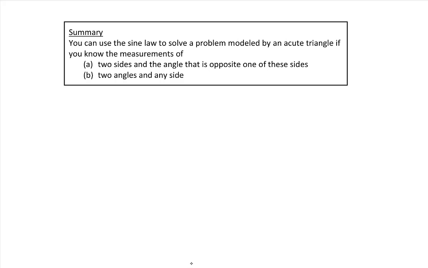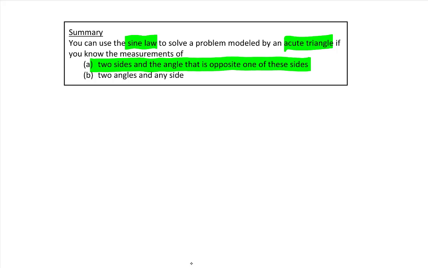All right, so we're talking about the sine law, so let's summarize. So we can use the sine law to solve a problem modeled by an acute triangle. That means all angles are less than 90 if two sides and the angle that is opposite one of these sides are known. So let's draw case A. So first of all, we can use the sine law if we know two sides and we know one of the angles opposite one of the sides. So let's say this scenario here.